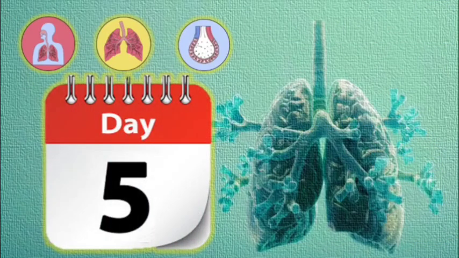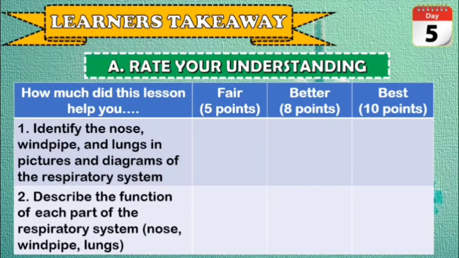Day 5. Learners' takeaway. Rate your understanding. How much did this lesson help you? Based on the objectives here, you are going to rate yourself. If you think you've done your part and you understand the lesson, that's 10 points. But when there is something that needs to be improved, that's 8 points. But if you need to learn more about the lesson, that's 5 points.